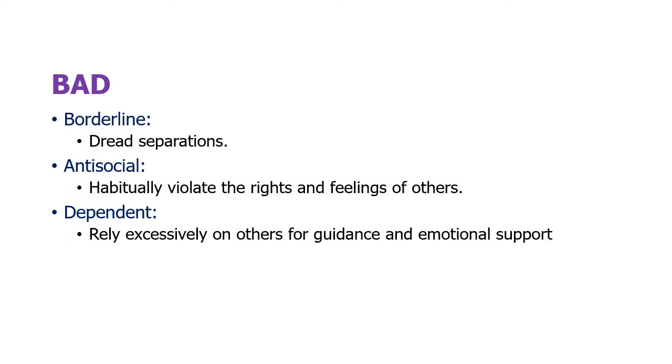Now those representing BAD. So BAD is borderline. These individuals dread separation. The antisocial describes individuals that are, well, they're antisocial, but they also are described as violating the rights of others. And then dependent is easy. They depend on others for guidance and emotional support.